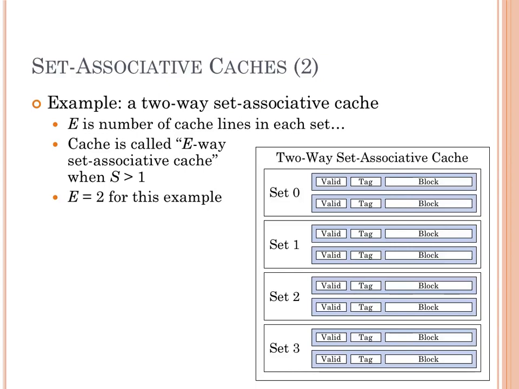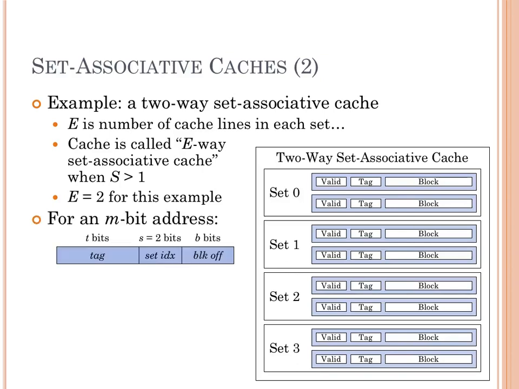You'll also notice here that even though we say it's a 2-way set associative cache, we still have 4 cache sets. So part of specifying what a set associative cache is, you would say this is an E-way set associative cache with this many cache sets and this block size. And that fully specifies the details of the cache.